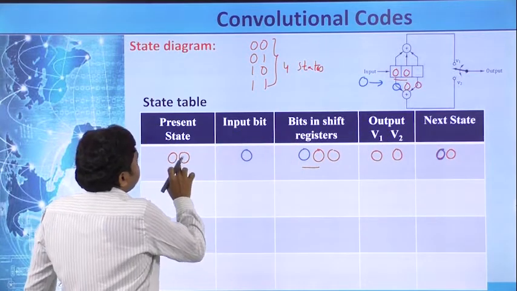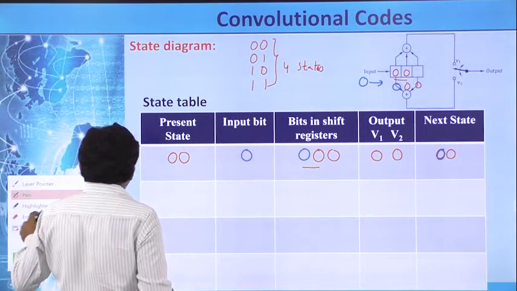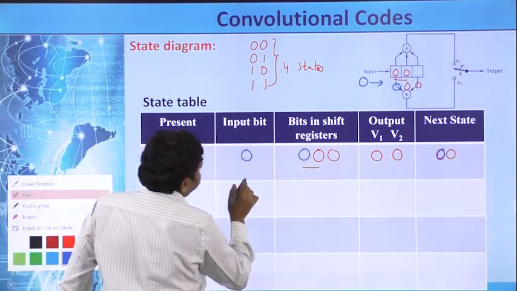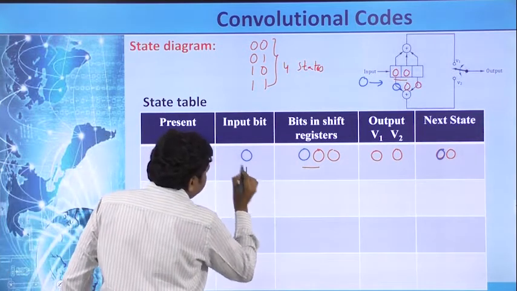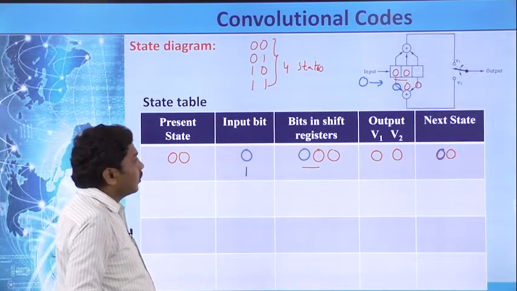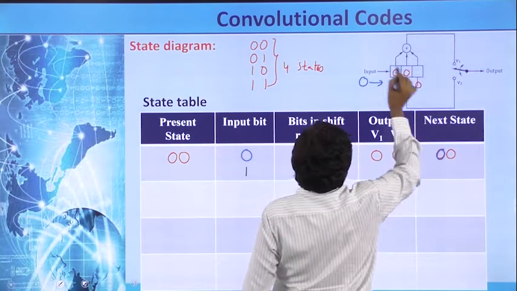Now the present state is 00. I am applying my input as 1. The present state is 00. That means the bits in the shift register are 0 0.